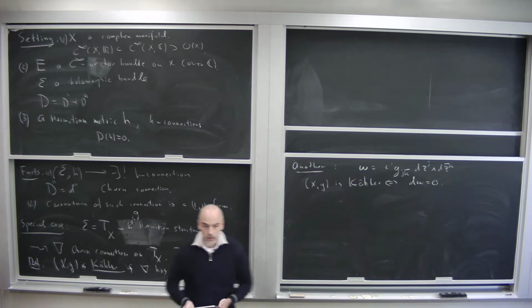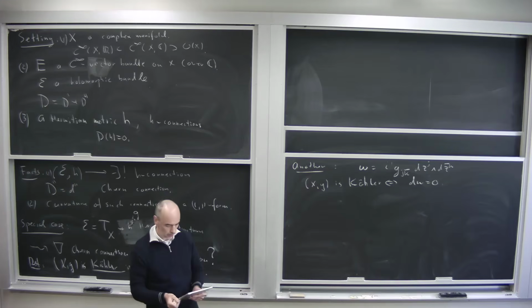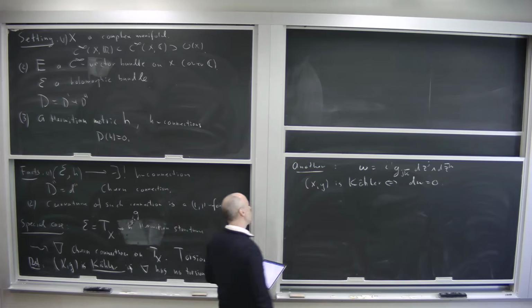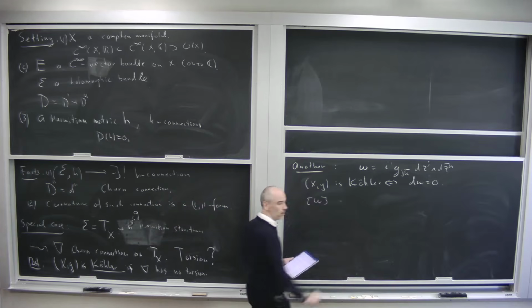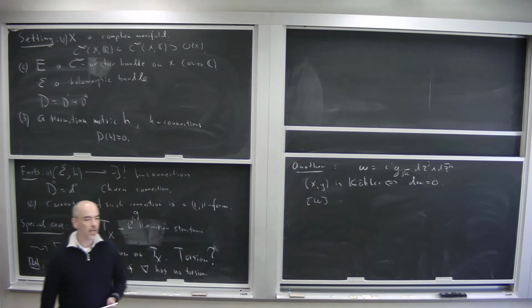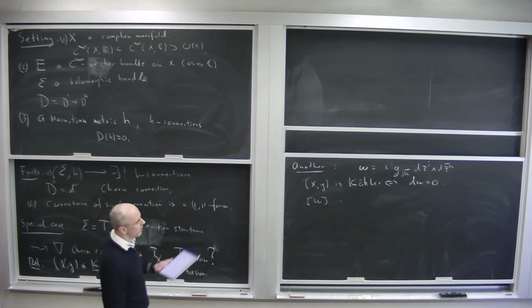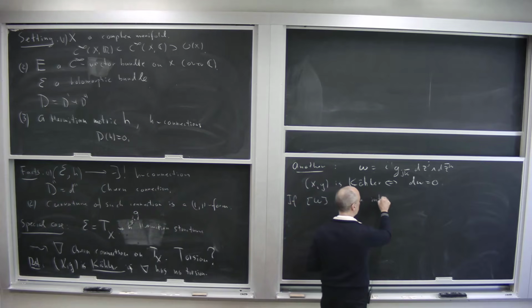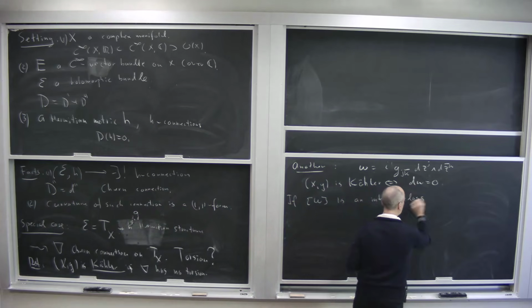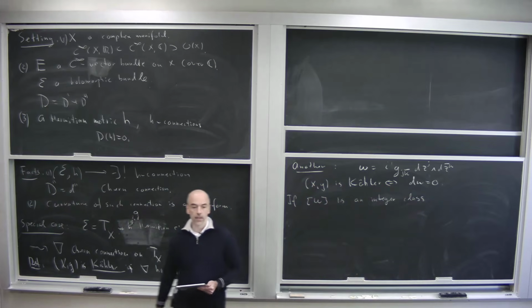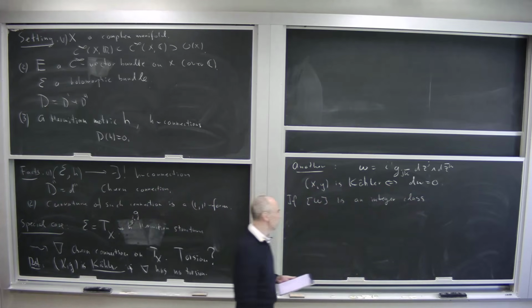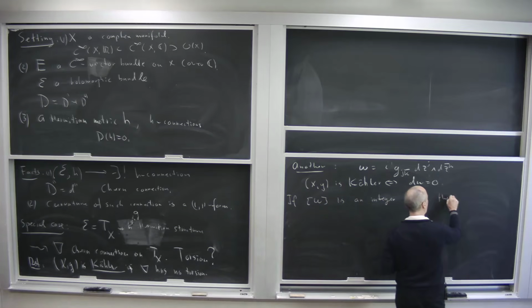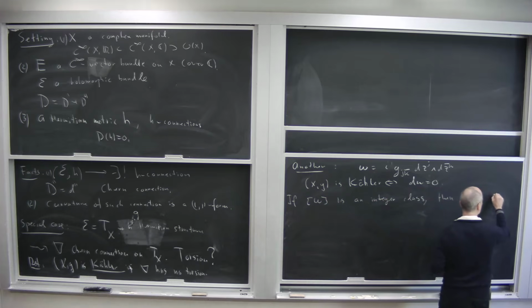Well, if omega is closed, and I said that I assume that it's all scalar in my world, then I can look at the cohomology class in the de Rham cohomology of this scalar form, and then I can ask, is it an integer class or not? If it is an integer class, then there's a theorem that says that the manifold is in fact embeddable into projective space. Then X sits inside projective space.